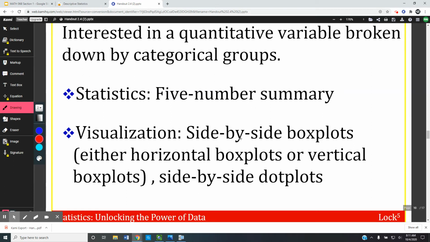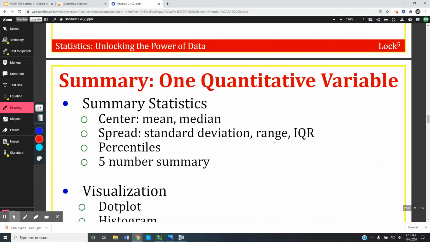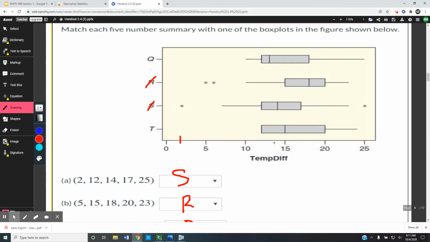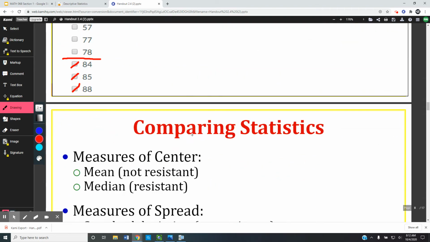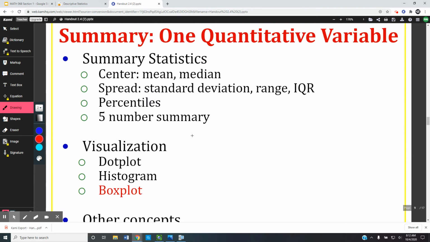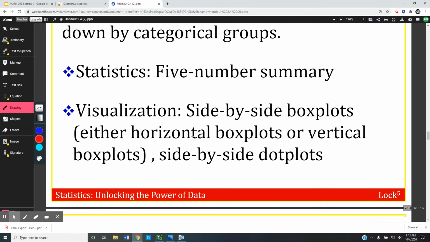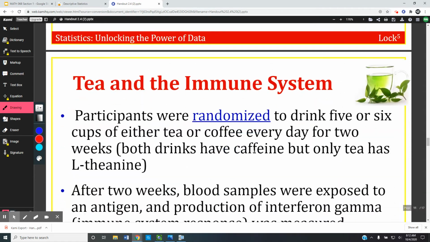Now, when we look at the visualization, which we already did today, we looked at side-by-side box plots. If we went back up here, this was a nice comparison between categorical groups. Categories Q, R, S, and T were the categories, and the quantitative data was right here in the box plots. So this is a quantitative categorical relationship. And these box plots can be either vertical or side by side.